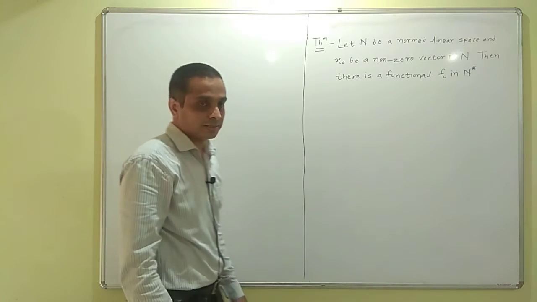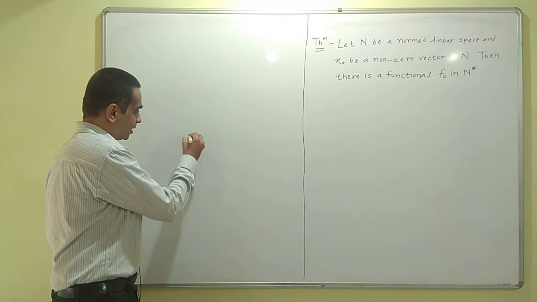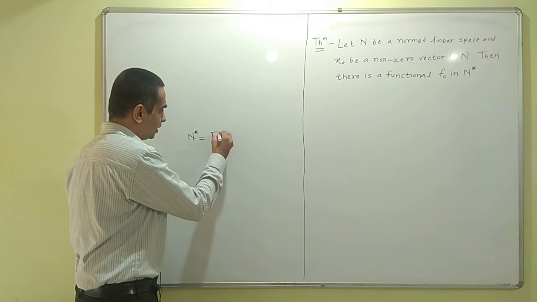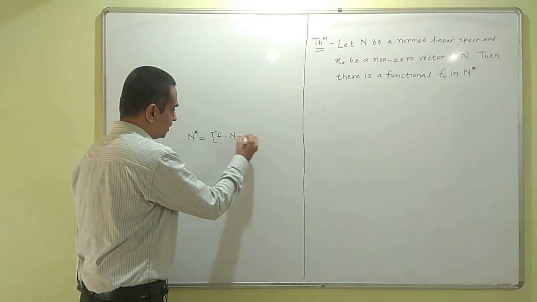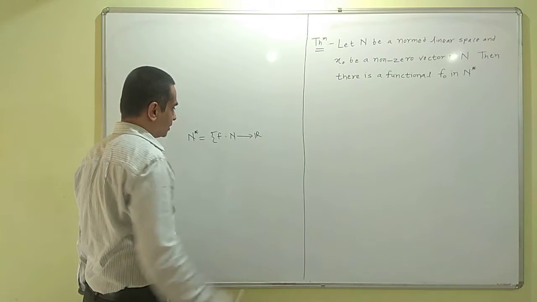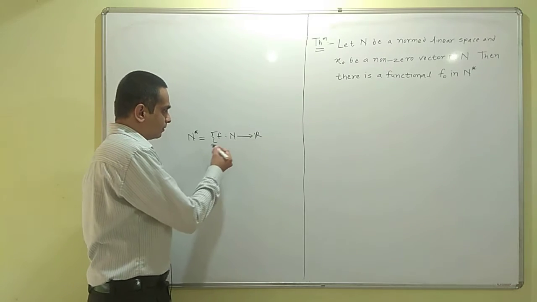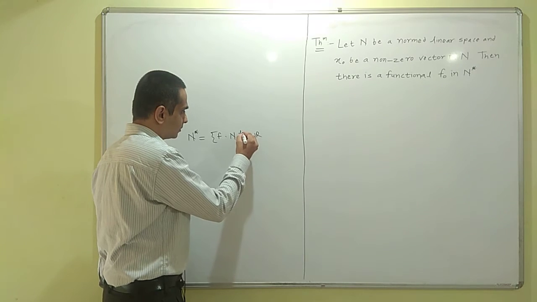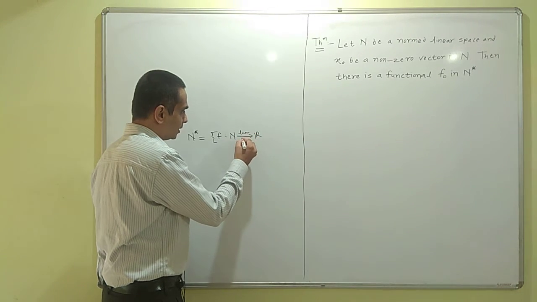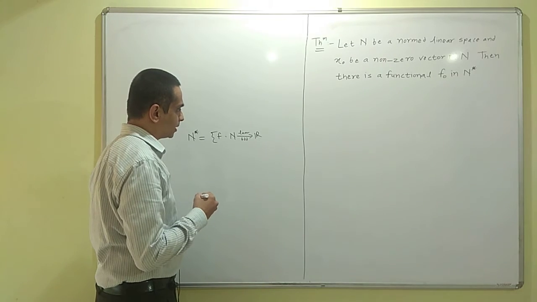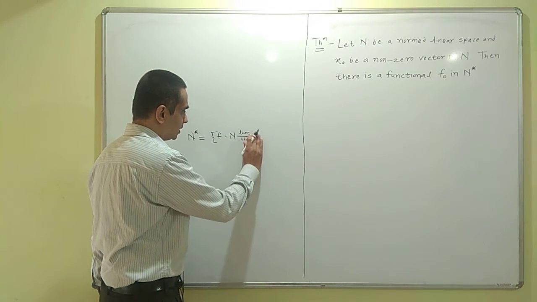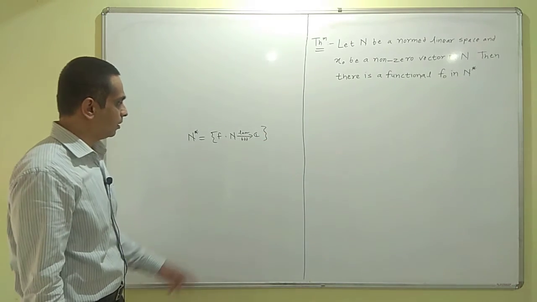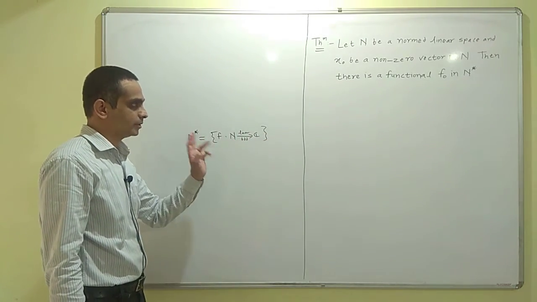Recall, what is N star? N star is the set of all scalar valued functions. If N is real valued, then it will consist of all functions f from N to R which are linear and bounded. If N is a complex normed linear space, then you can have C. So N star consists of all scalar valued functions on N which are linear and bounded.